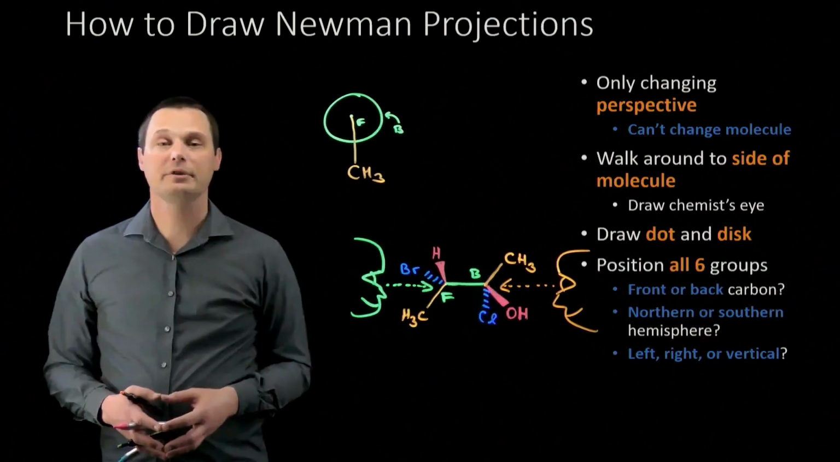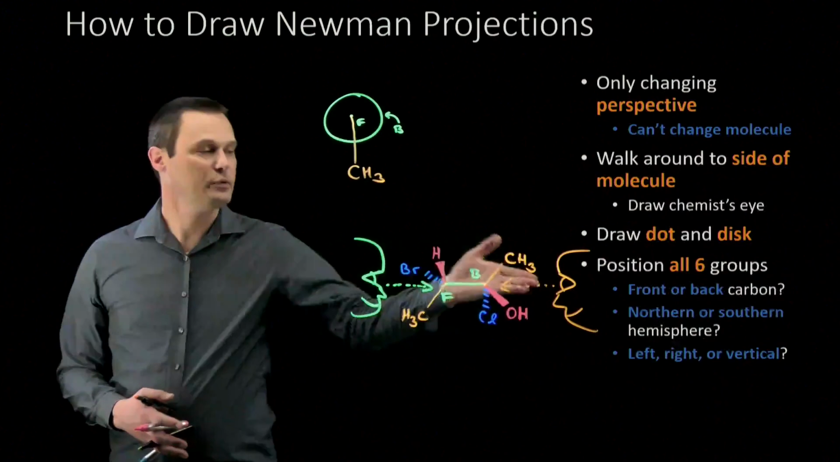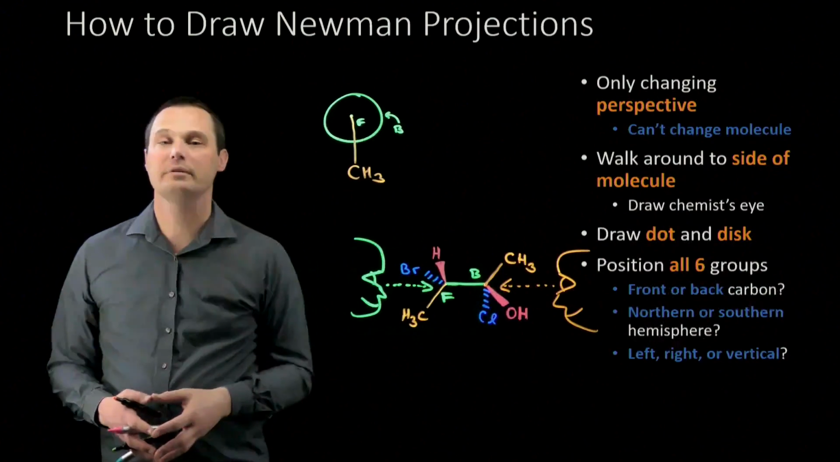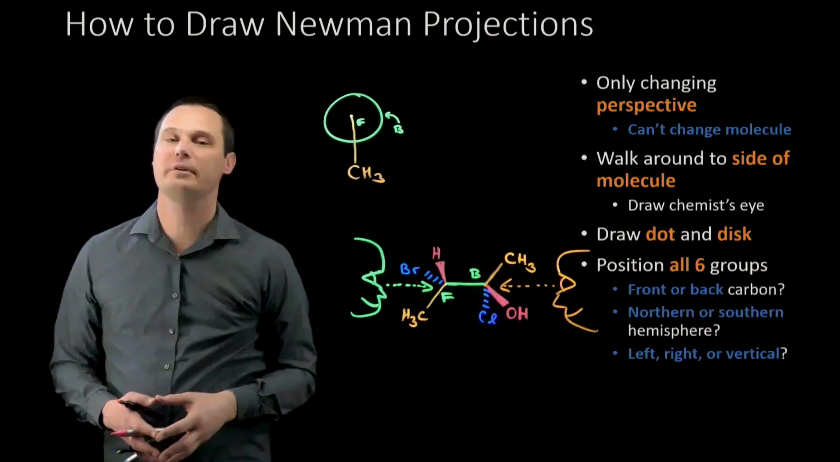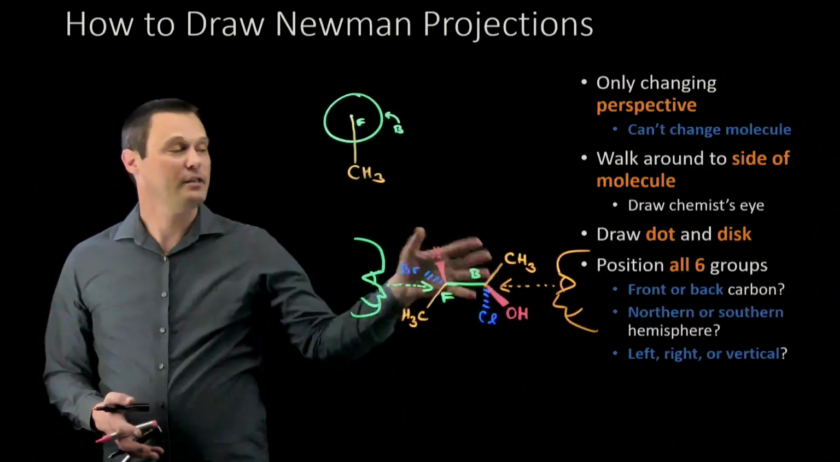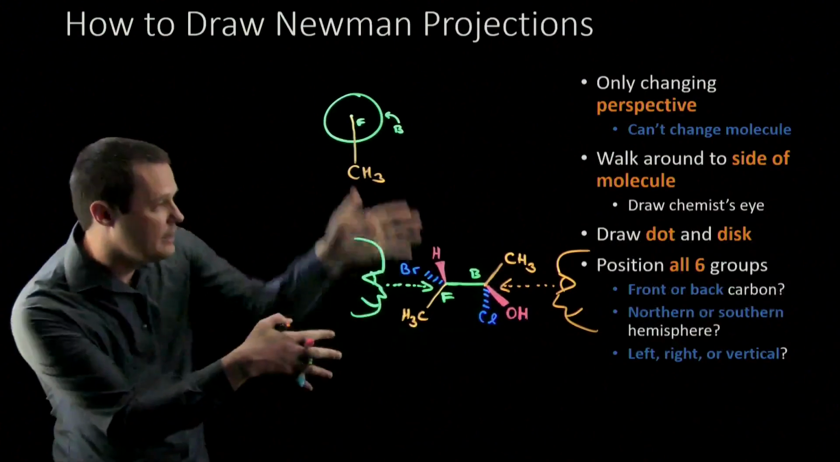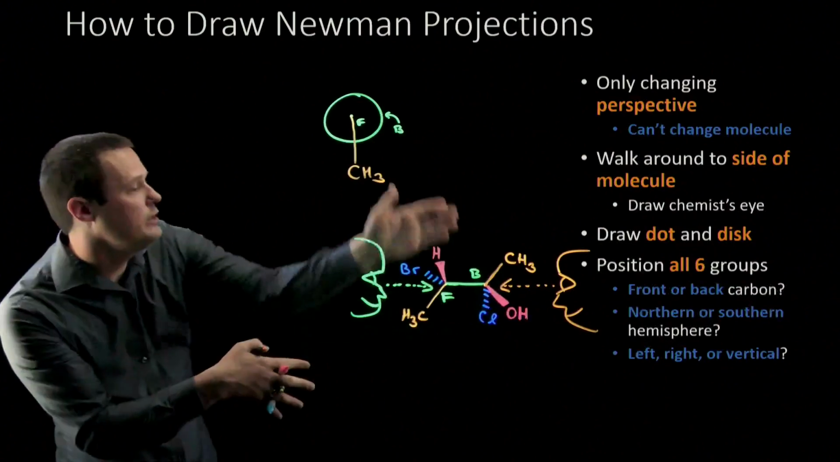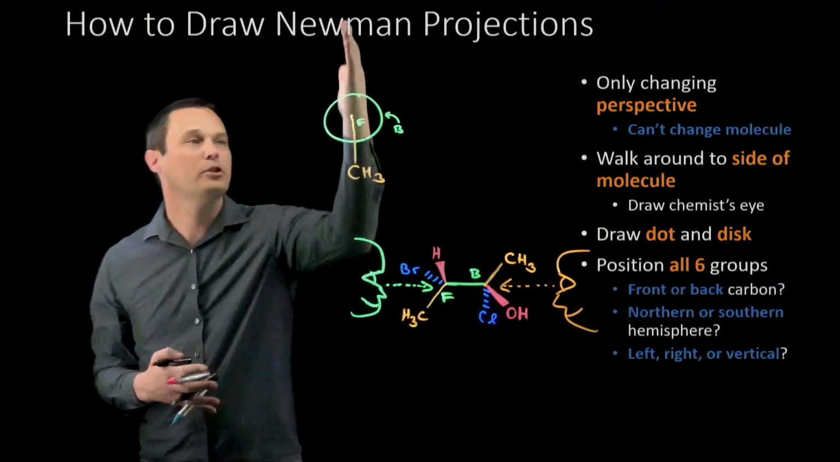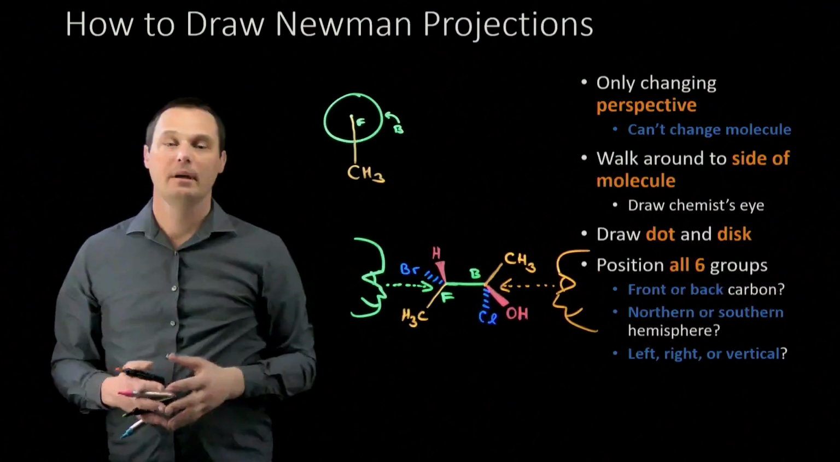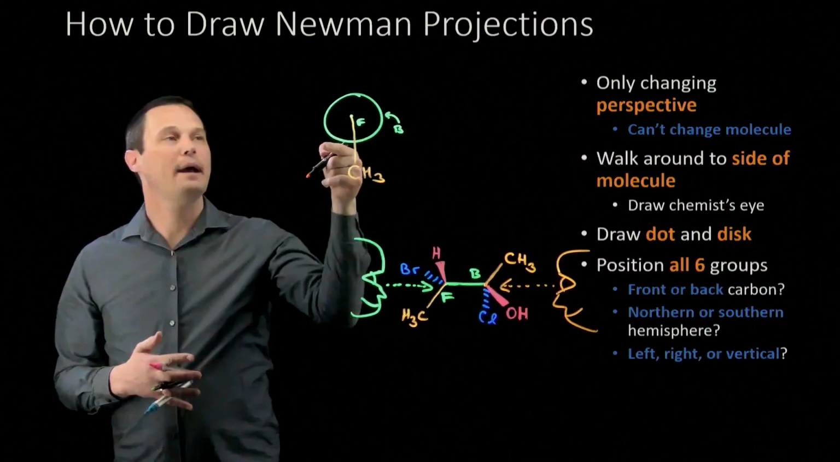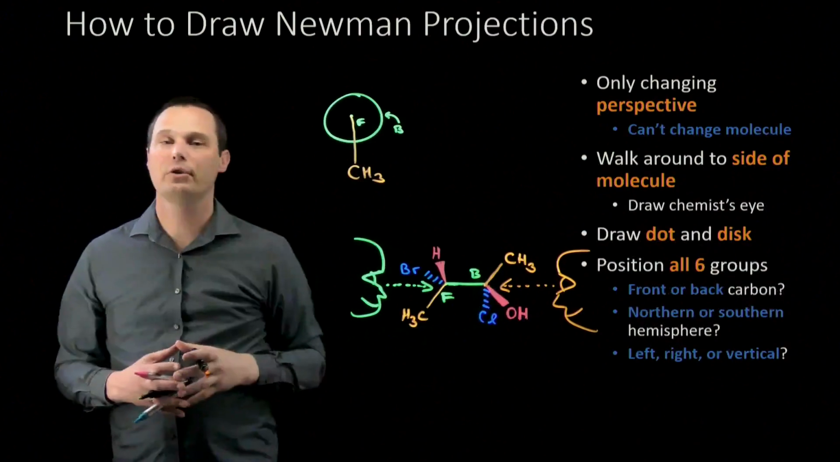Is this group in the northern or southern hemisphere? If the equator runs across this way, the CH3 group is up in the northern hemisphere of the molecule. It will be up in the northern hemisphere of my new Newman projection. Finally, is it on the left, right, or vertical side of my new Newman projection? If I look at the molecule from the side, that CH3 group is in the plane of the screen. So when I turn to the side, it will be on that vertical axis of my new Newman projection. So this CH3 group will be attached to the back carbon in the northern hemisphere on the vertical axis.